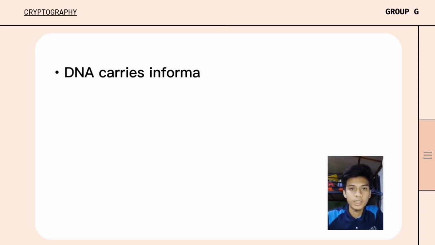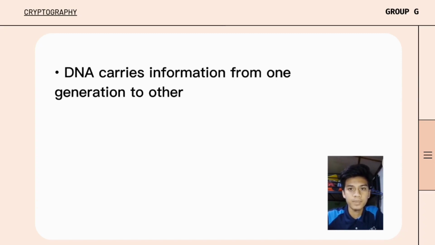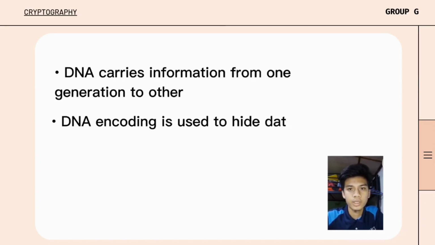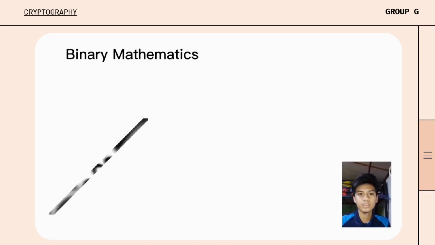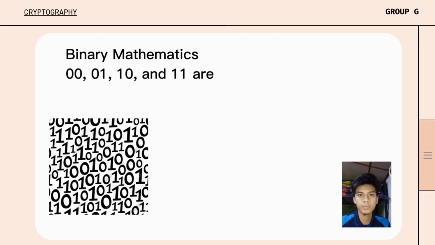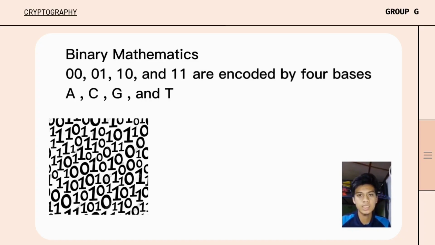Next, the function of DNA is to carry information from one generation to another, and DNA is also used to carry and hide information. So this is applied in information storage, security, and cryptography. Now we will see about DNA encoding. We will be mapping the digital data to the 4 nucleic acids A, C, G, and T. And next, these 4 nucleic acids we need to encode to binary numbers such as 00, 01, 10, and 11.